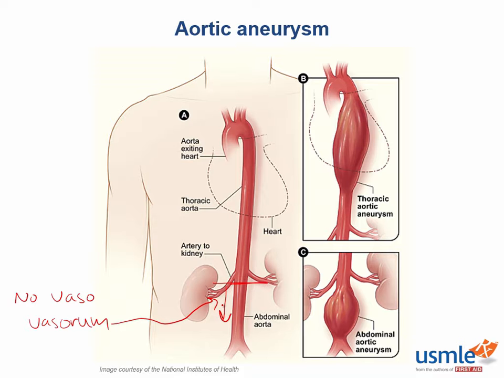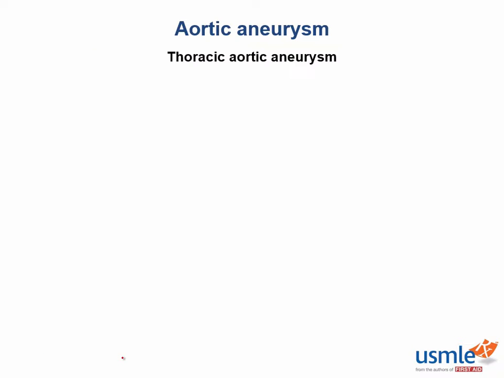Dogs really don't get them, and this is because they do have vasa vasorum within their aorta below the renal arteries, which is something humans don't have. Now next up, we have the thoracic aorta, and the thoracic aorta contains and distributes all the blood delivered by the left ventricle. Due to this, it must be able to withstand high pressures and high wall stress. And if the aorta cannot handle these, an aneurysm will begin to develop.